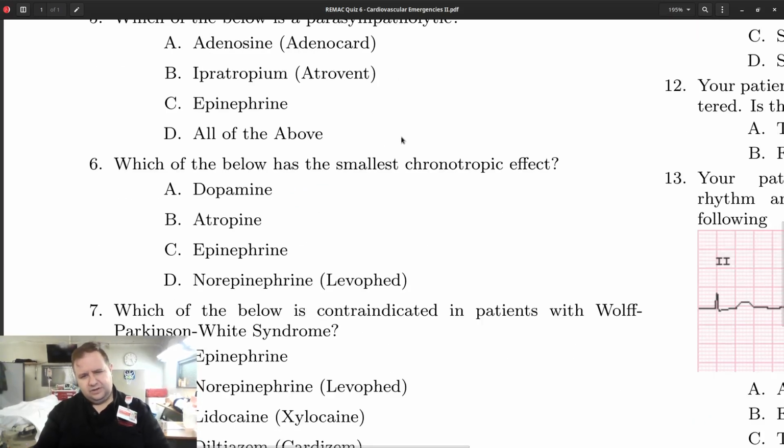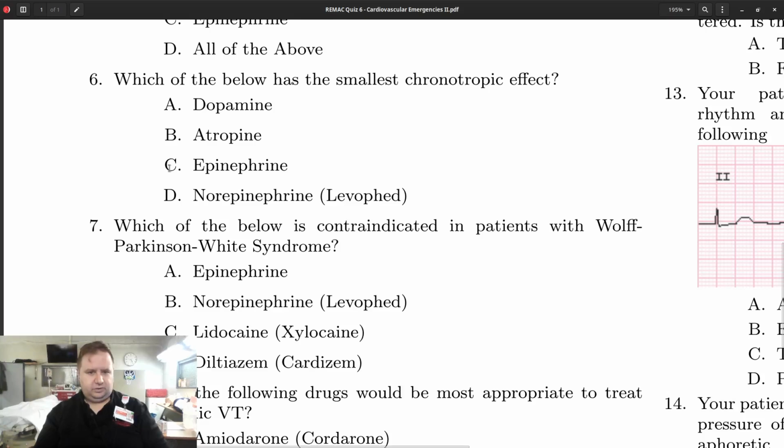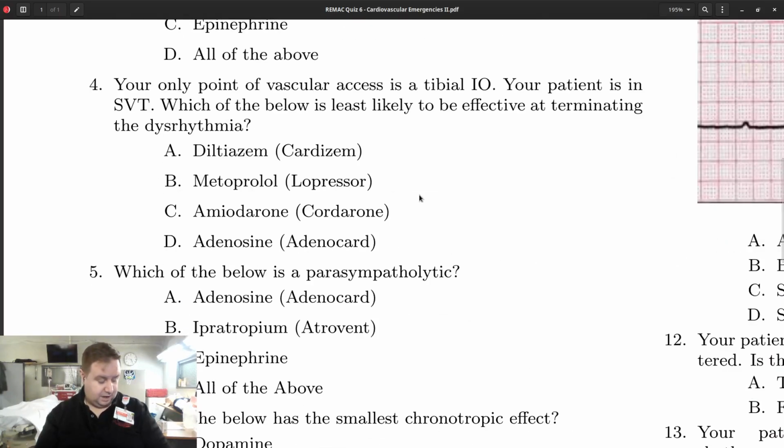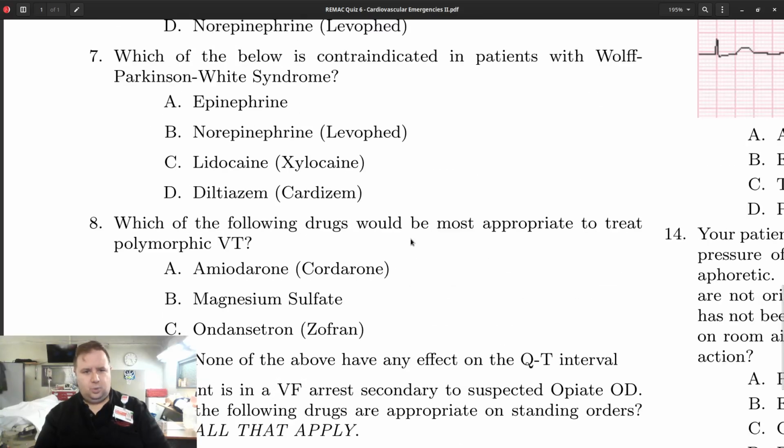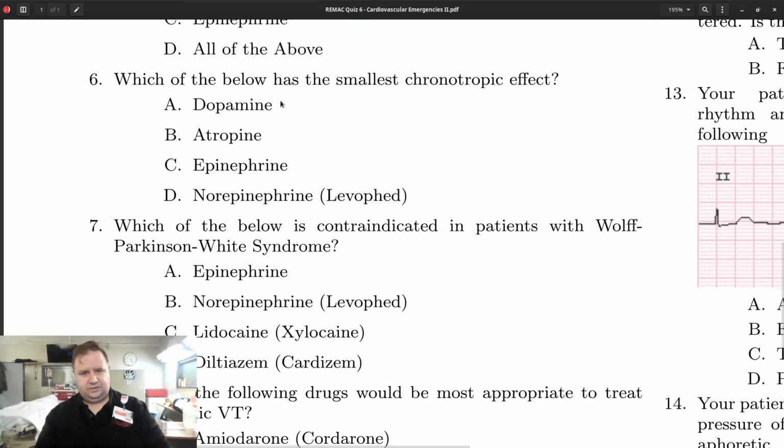All right, which of these drugs, number 6, has the smallest chronotropic effect? So you've got dopamine, atropine, epinephrine, and norepi. We're talking now not specifically about a situation where we have a third-degree heart block, but just in general, which has the smallest chronotropic effect. So let's talk about what each of these drugs does. Dopamine is a drug that's highly dose dependent in terms of what its effects are, but at lower doses, it does have strong chronotropic effects.